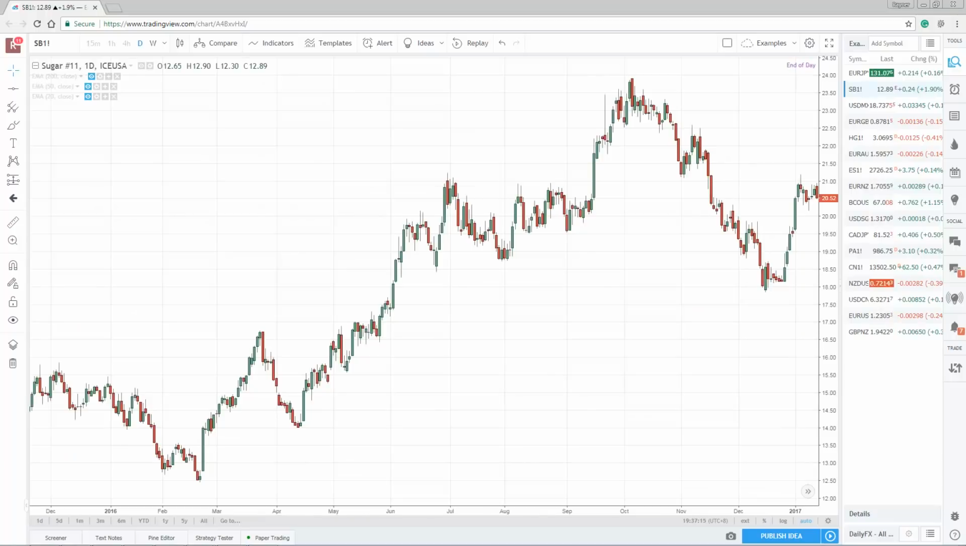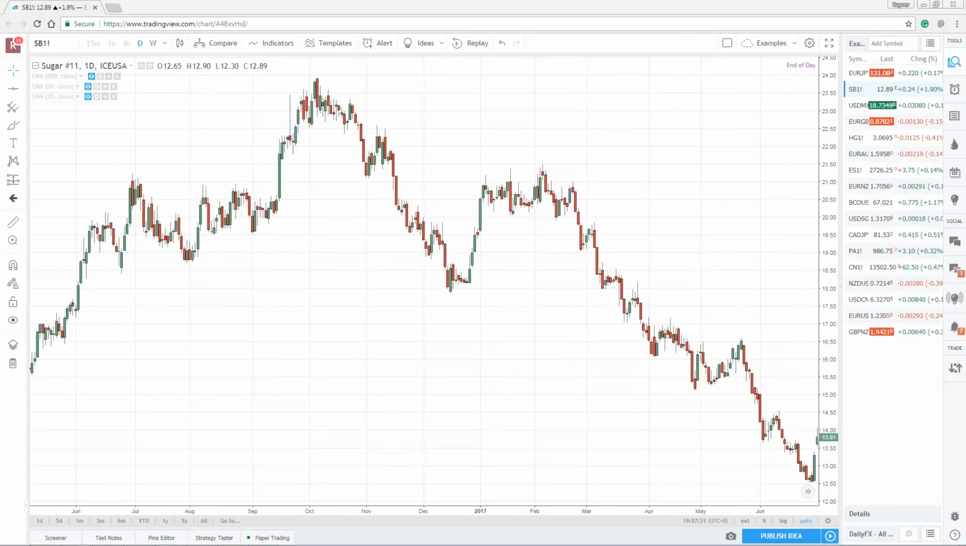Another example. This one is not a breakout example, but a strong trending market. You can see that sugar is pretty much in a strong trending market, forming a series of lower highs and lower lows. So there are a few bearish flag patterns that you could have traded. You could have traded this, okay? You could have traded this, or even this.